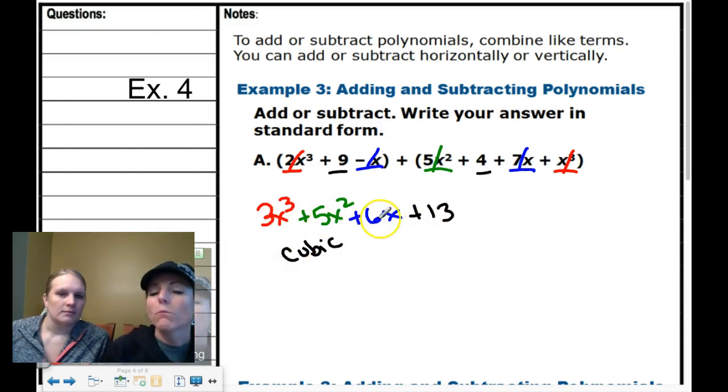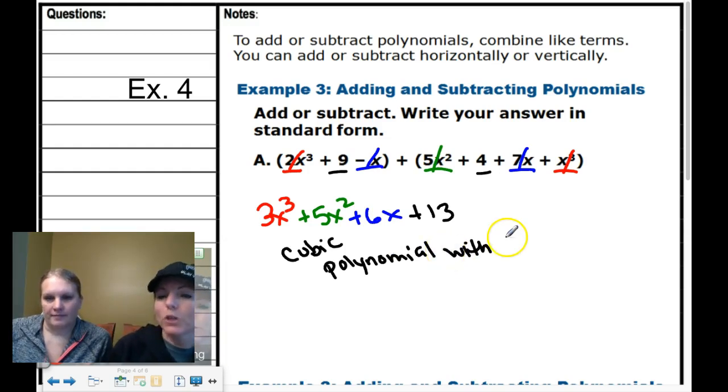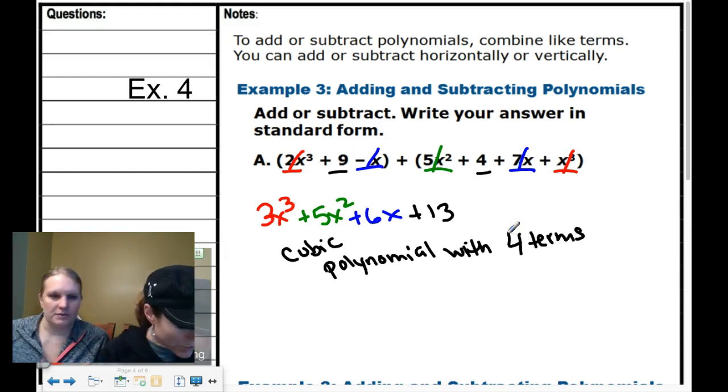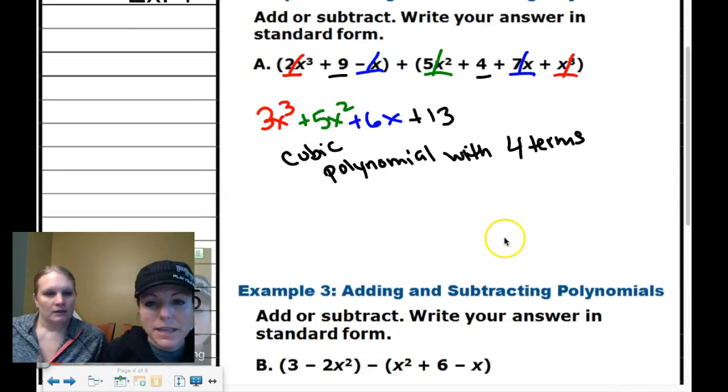When there are more than 3 terms, you say cubic polynomial with 4 terms. If there was 5 terms, you'd say a polynomial with 5 terms. 6 terms, 7 terms. So there aren't any real fancy names for that. Okay, all right, let's see example 5.